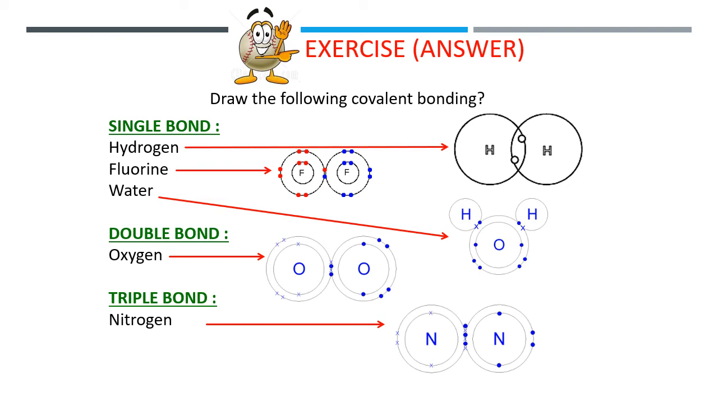Okay. So a single bond only shares 1 electron from each other. A double bond shares 2 electrons from each other. And a triple bond shares 3 electrons from each other. That's how you remember how to draw covalent bonding. Okay, I hope you understand.